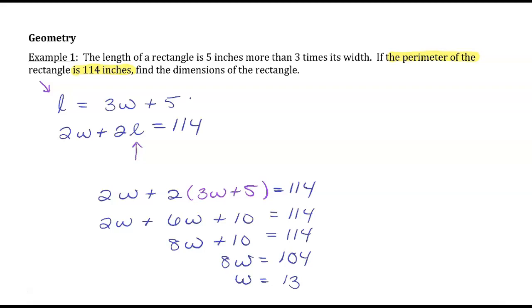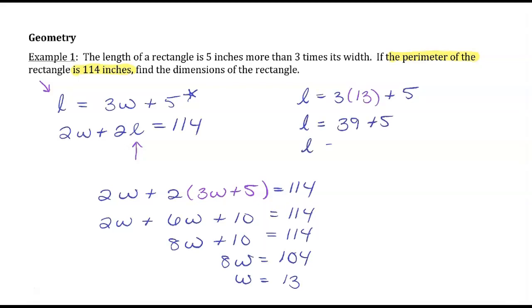To find the length, we can simply substitute what we just found for the width into this first equation. From that, we have L equals 3 times 13 plus 5. 3 times 13 is 39, and 39 plus 5 is 44. So now we know the dimensions of the rectangle are 13 inches by 44 inches. Let's go on to a different type of problem.